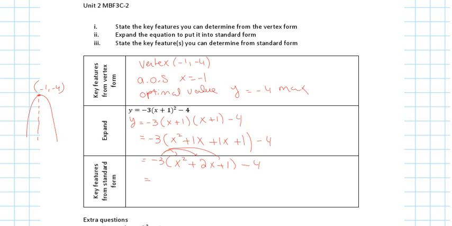-3 times x squared is -3x squared. -3 times 2x is -6x. Okay. -3 times 1 is -3. How about the -4? Just leave it as is, right? Not yet. We can simplify a little bit more.